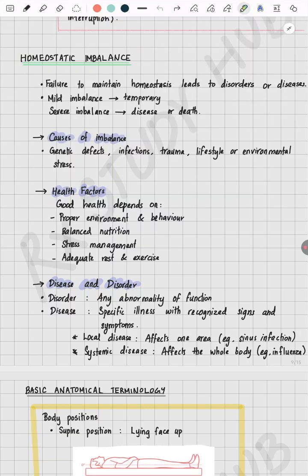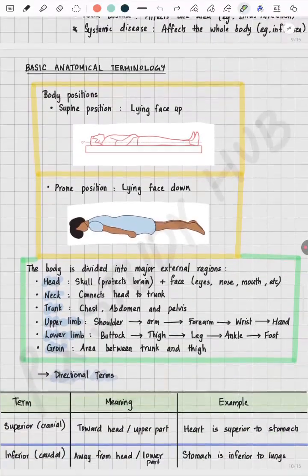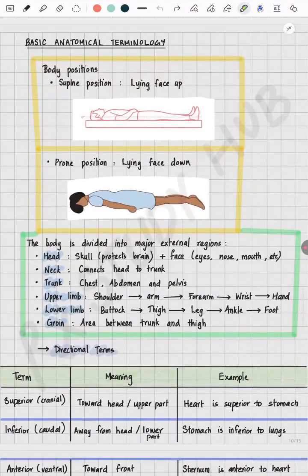To describe the body accurately, we use standard anatomical terminology. Everything is described relative to the anatomical position. In this position, the person stands upright, faces forward, keeps the arms at the sides with the palms facing forward, and the feet flat on the ground.